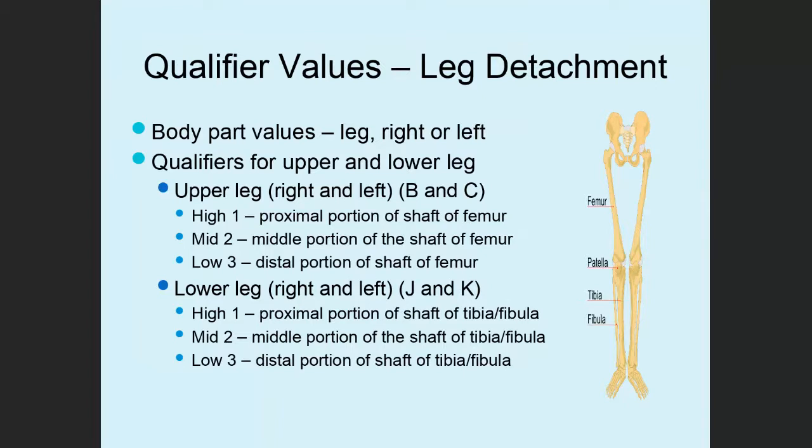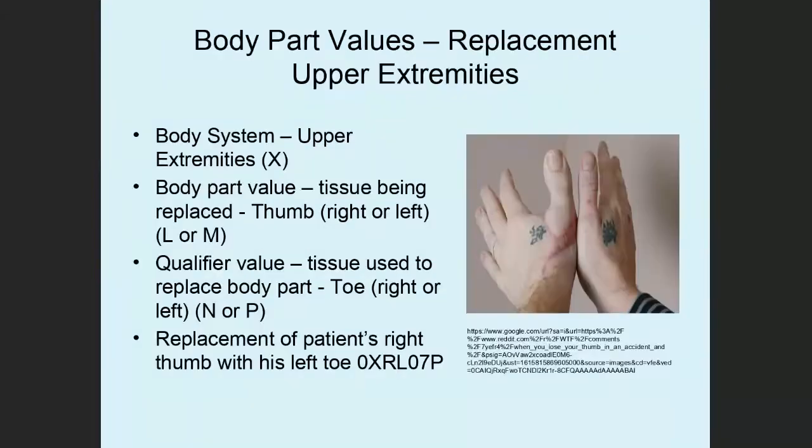So finally, we'll look at leg detachments. The body part value is for the leg, which leg, right or left. The qualifiers are for upper leg or lower leg. So for upper leg, you have high, mid, low, then where it is on the shaft of the femur. And the lower leg, you have high, mid, low, where it is on the tibia, fibula. Okay, pretty confusing, but get these definitions down in your book, and that should help a lot.